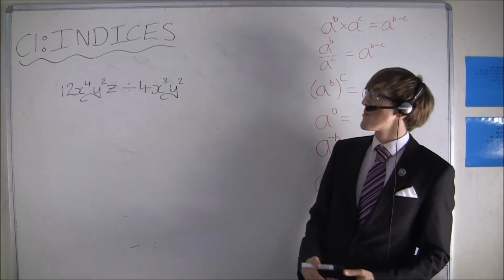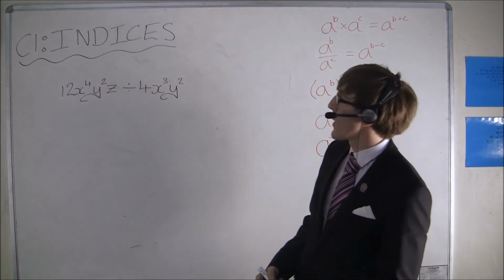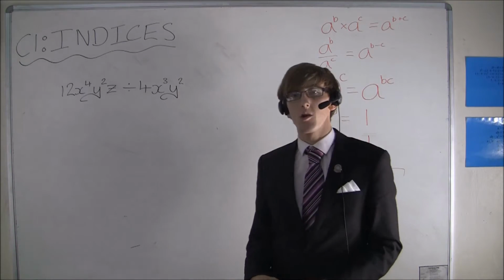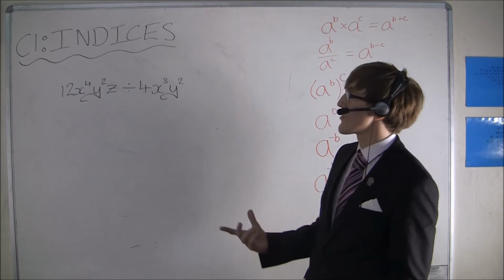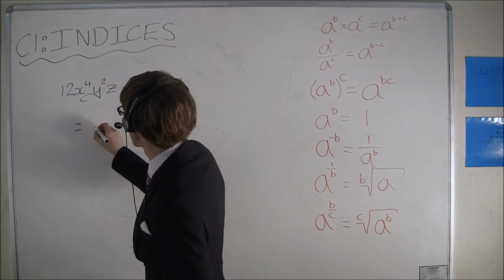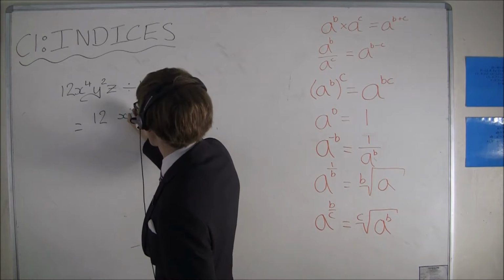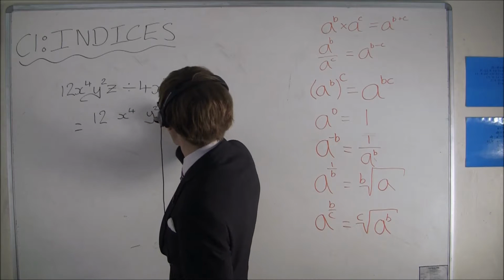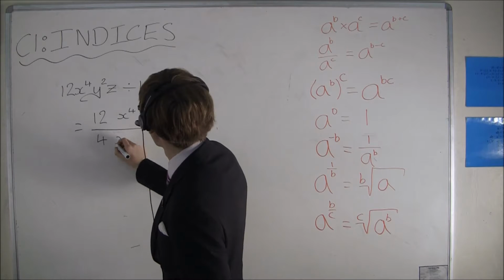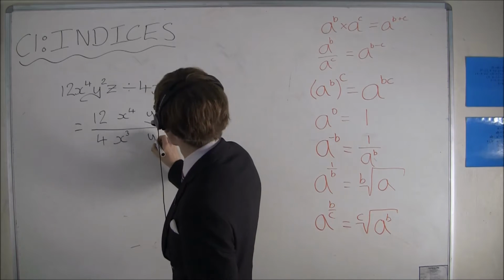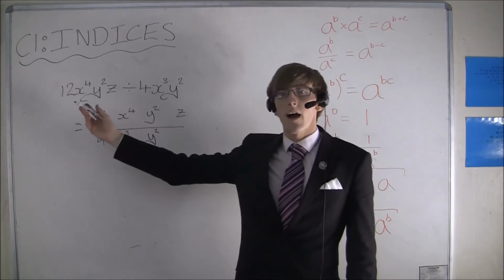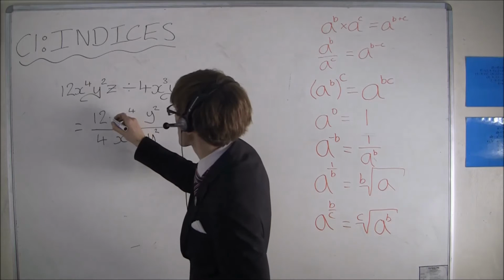This is an example of a slightly harder question, where we have 12x to the power of 4 y squared z divided by 4x cubed y squared. It's important to remember that division can just be represented by a fraction, so this is equal to 12x to the power of 4 y squared z, all divided by 4x cubed y squared. And I've left the gaps in between them because, as the letters are just next to each other, these are all multiplied together.